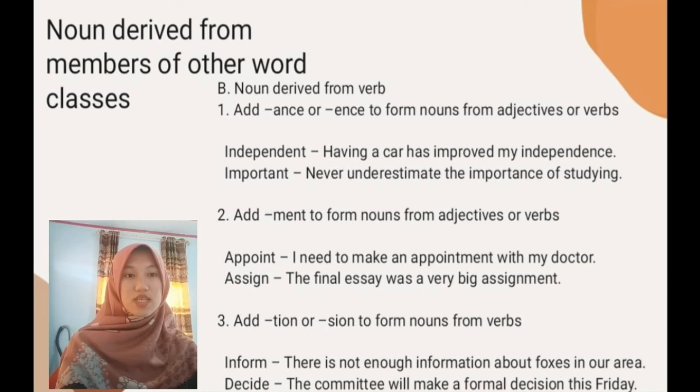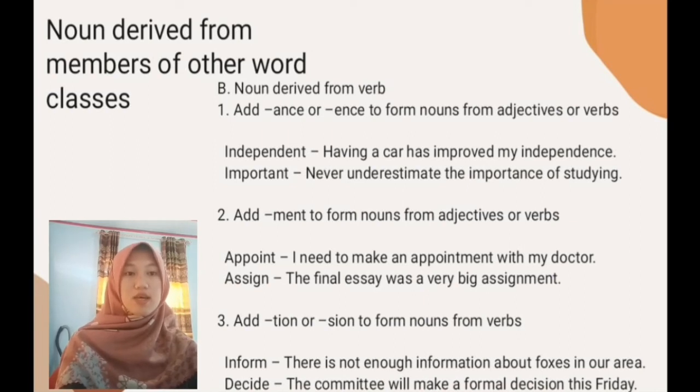For example, independent. Independent here is used as an adjective. Example in a sentence: having a car has improved my independence. Independence becomes a noun after we add -ence. For another example, important. Never underestimate the importance of studying.